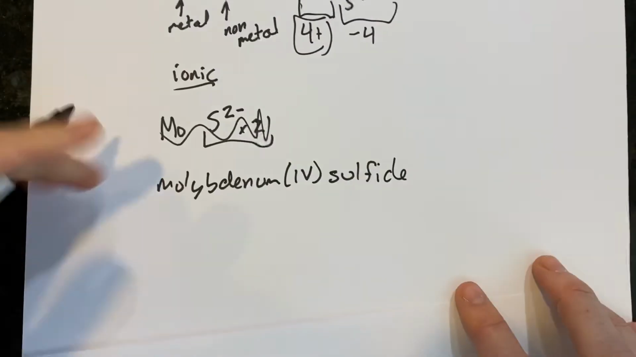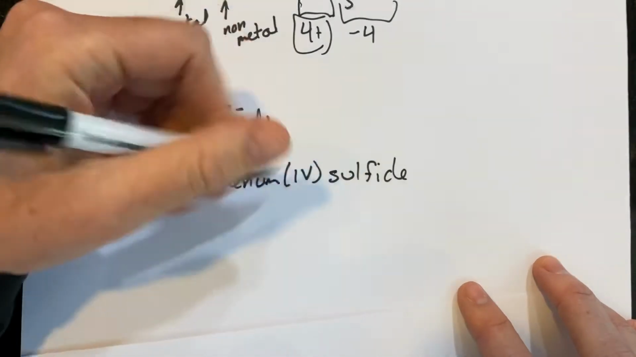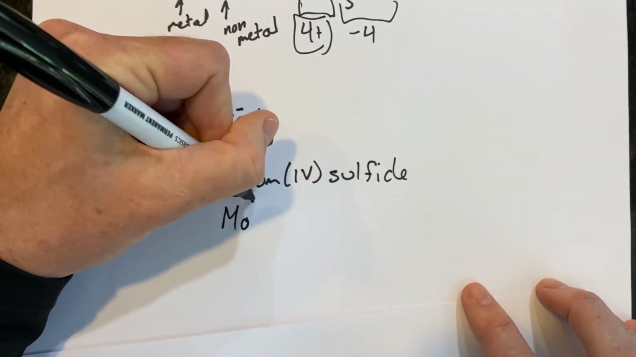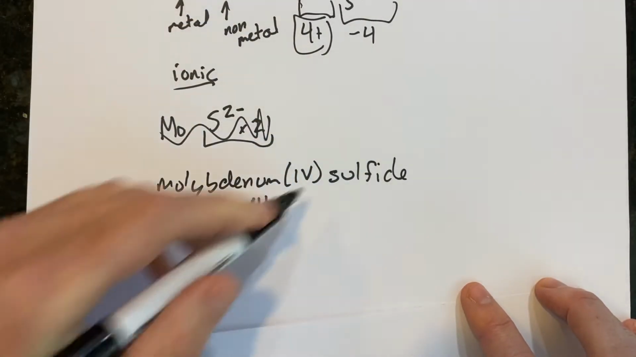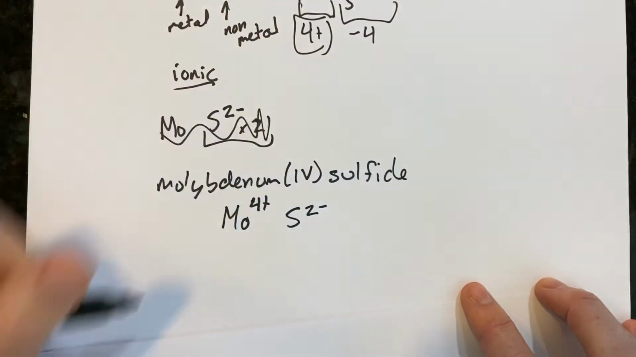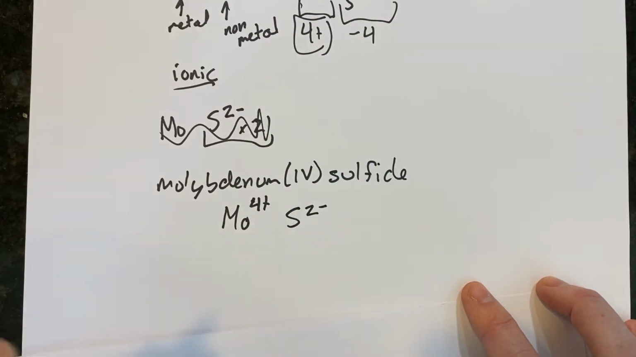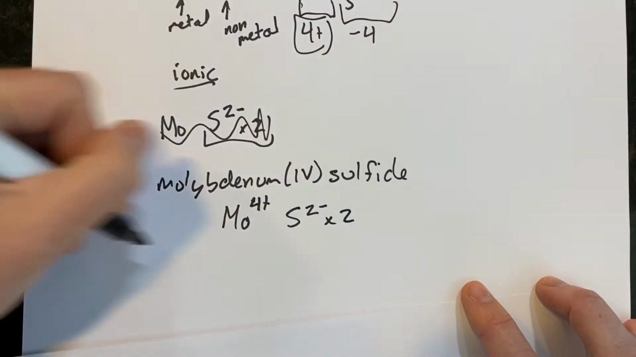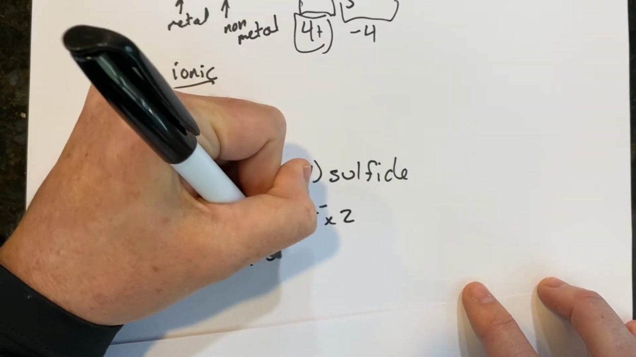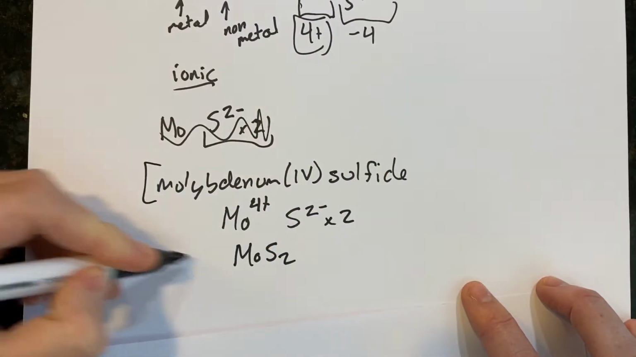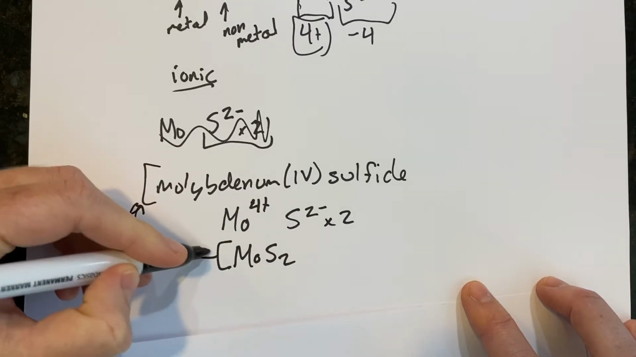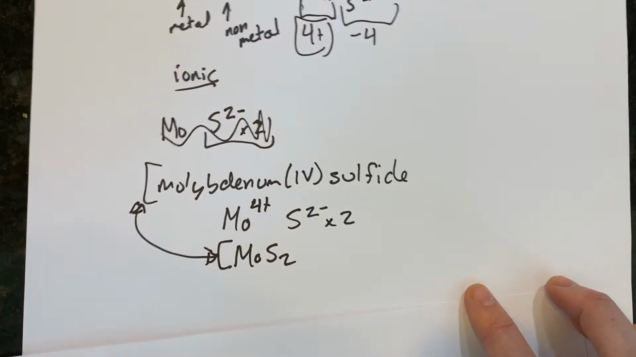Let's go backwards just to make sure we've got it. In order to go backwards, if I knew molybdenum 4, that's telling me it's got a 4 plus charge. We know that sulfide is S 2 minus. How many S 2 minuses do you need to cancel out that 4 plus? Well, you need 2 of them. And that's why you'd get MoS2 if I gave you the name. So be sure to go back and forth between those two things and you'll be really comfortable.